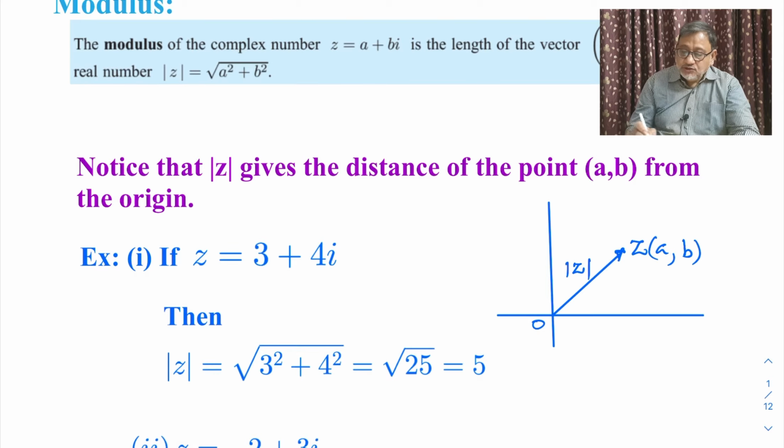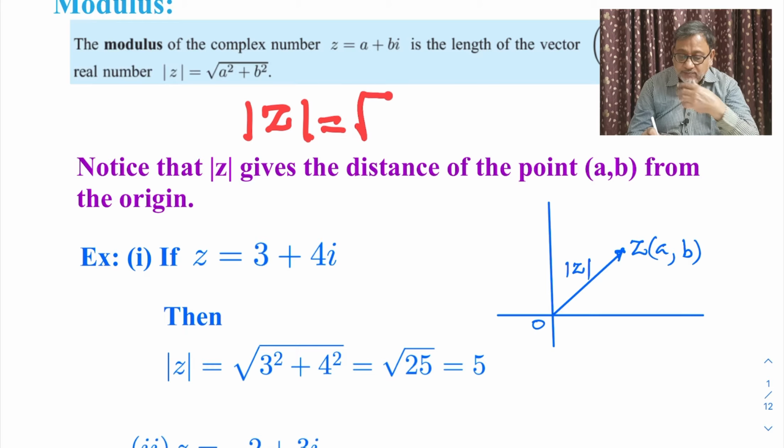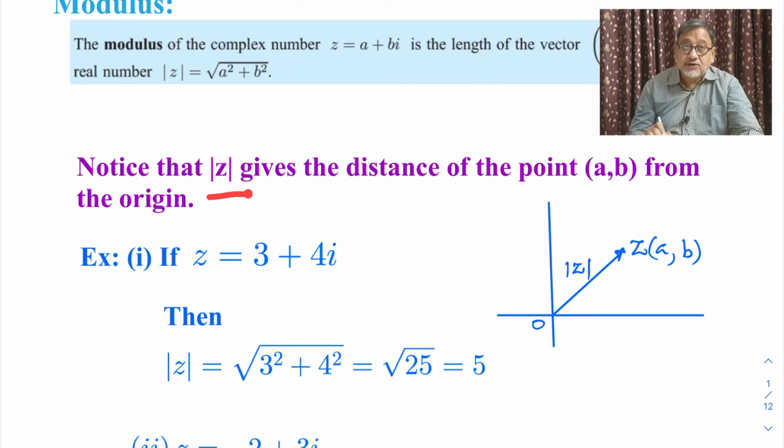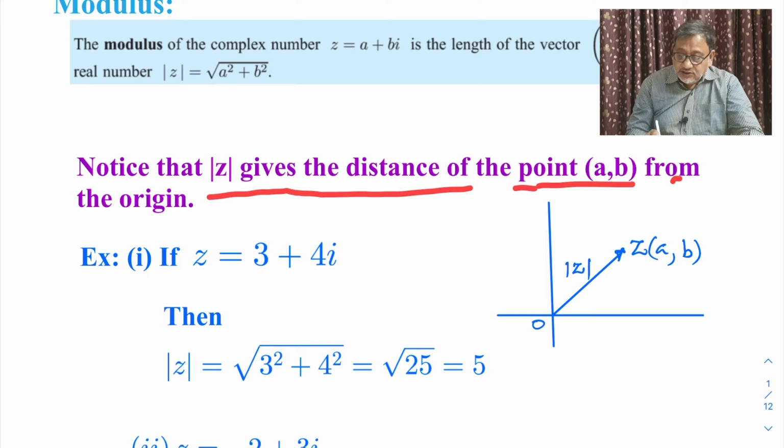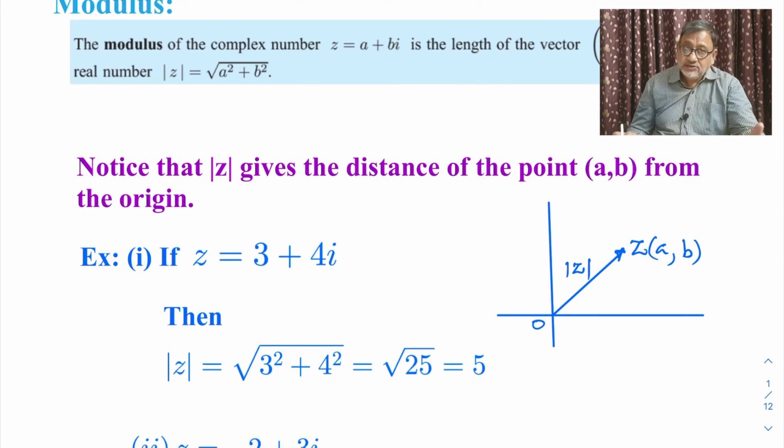Then if the complex number is a + bi, its modulus is given by mod of z, but that mod of z is different from this mod of z. It will be the square root of a squared, the real part, plus b squared, the imaginary part. So notice that the modulus of z gives the distance of the point (a, b) from the origin, as I said already.